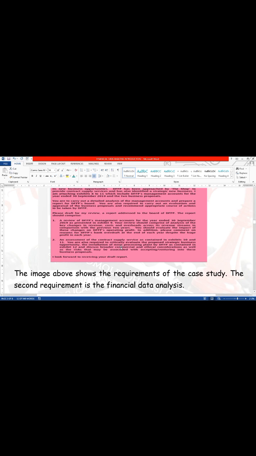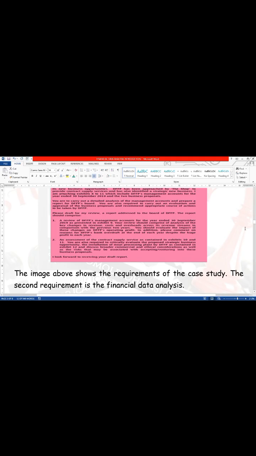And the second one is talking about what? An assessment of the contract supply service as contained in Exhibit 10 and Exhibit 11. You're also required to critically evaluate the proposed strategic business opportunity, the installation of a meat processing plant by DFFP as contained in Exhibit 12, and discuss broader commercial and ethical considerations as well as the risks that may be associated with accepting or venturing into these business proposals. So that's basically what they told us to do, and we are going to treat it in this class.